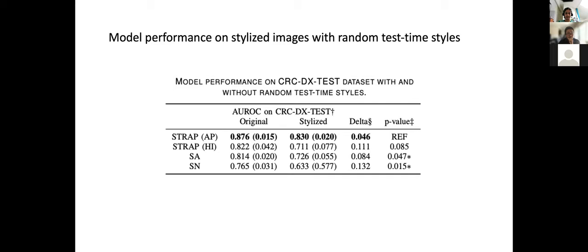As Iman asked, we also created a test inference data set, the stylized version of the testing data set. This column stands for the model performance on the original slides. But for this column, the test data set was also stylized using natural imaging, ImageNet images. We tested the strap performance for the artistic paintings and the histopathology images, and also evaluated the performance on stain augmentation and normalization. The medically relevant strap and irrelevant strap actually performed much, much higher than these other approaches, and the performance decrease was smaller for the strap using artistic paintings.